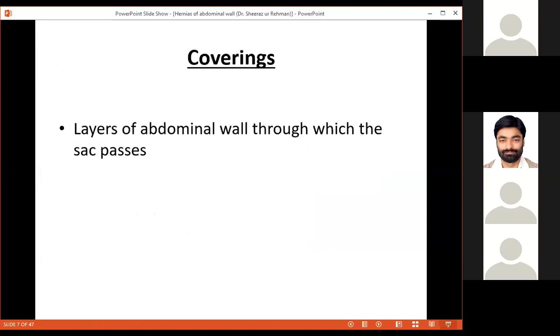The layers of the abdominal wall through which the sac passes will comprise what layers. For example, a hernial defect which is passing through the anterior abdominal wall would have the covering of the entire layers of the anterior abdominal wall, which is another example of a hernia. A hernial defect which is passing through the lateral wall will have all the layers of the lateral abdominal wall.